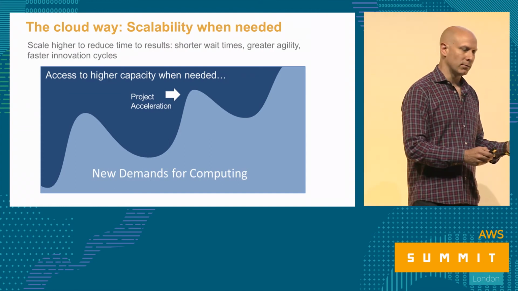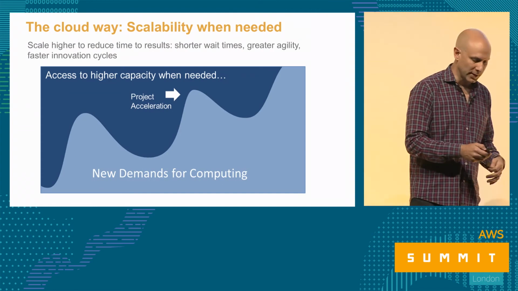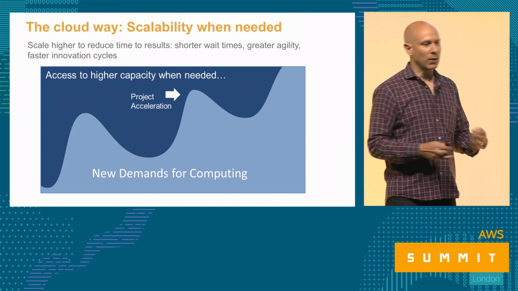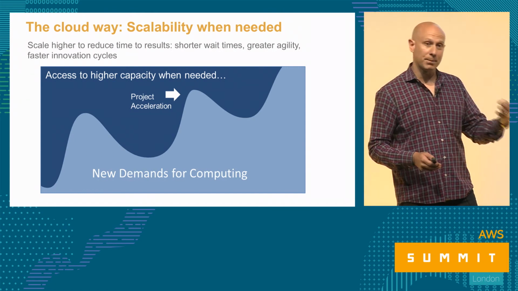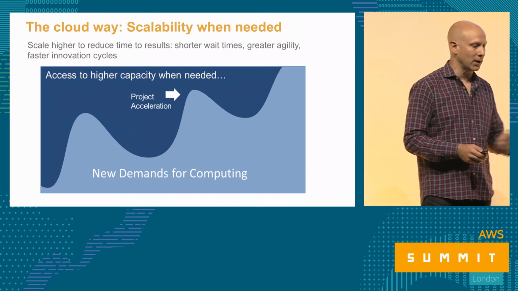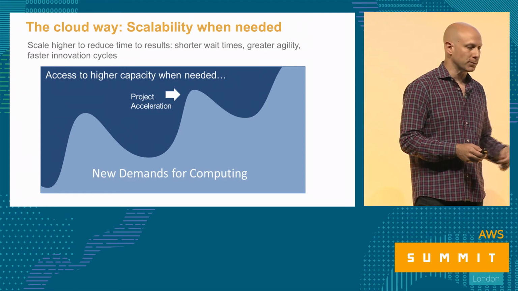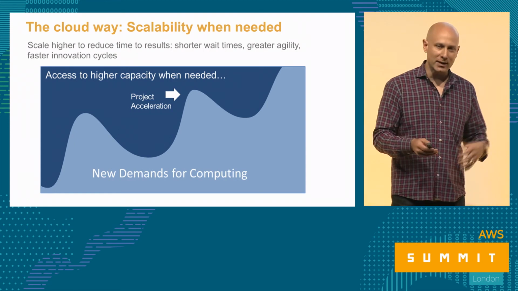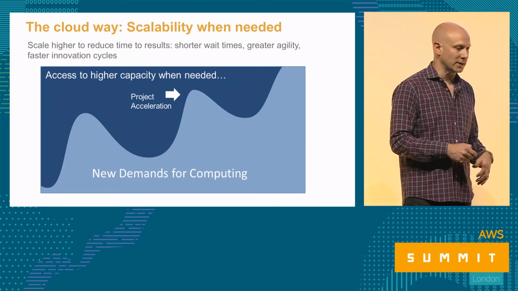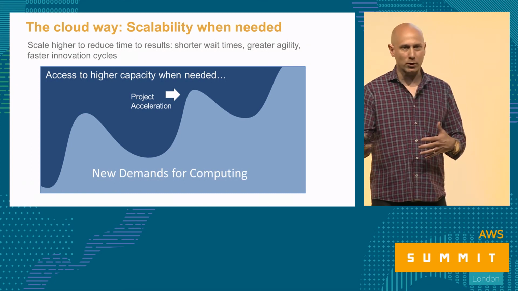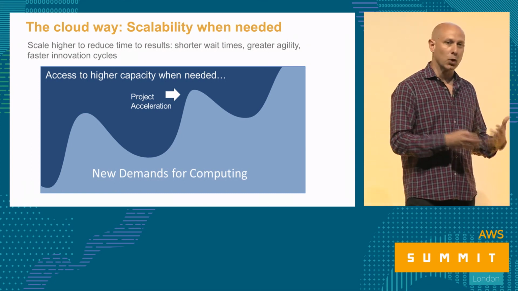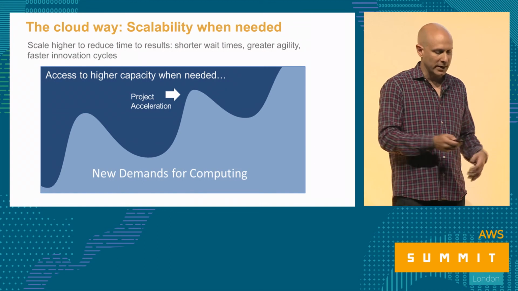So how do we do this in the cloud, besides buying reserved instances for 3 years at a time? We can give you access to higher capability, higher capacity when you need it through things like Spot and on-demand, accelerate those projects, and actually generate new demands for computing inside your organization. Faster agility, shorter wait times, happier users, quicker time to results, right? That all sounds great.